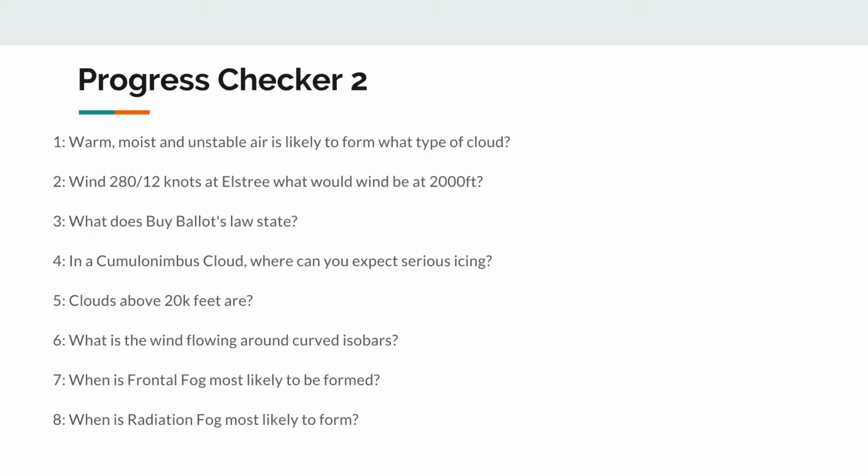So we'll just do a quick progress check. I'll give you time to pause the video. Let's begin. Question 1. Warm, moist, unstable air is likely to form what type of cloud? You can expect cumulonimbus for that.